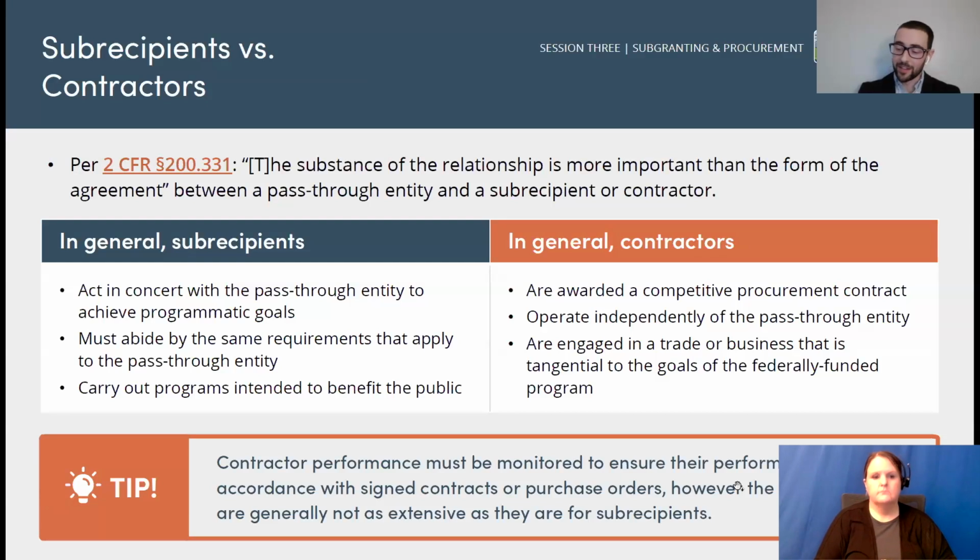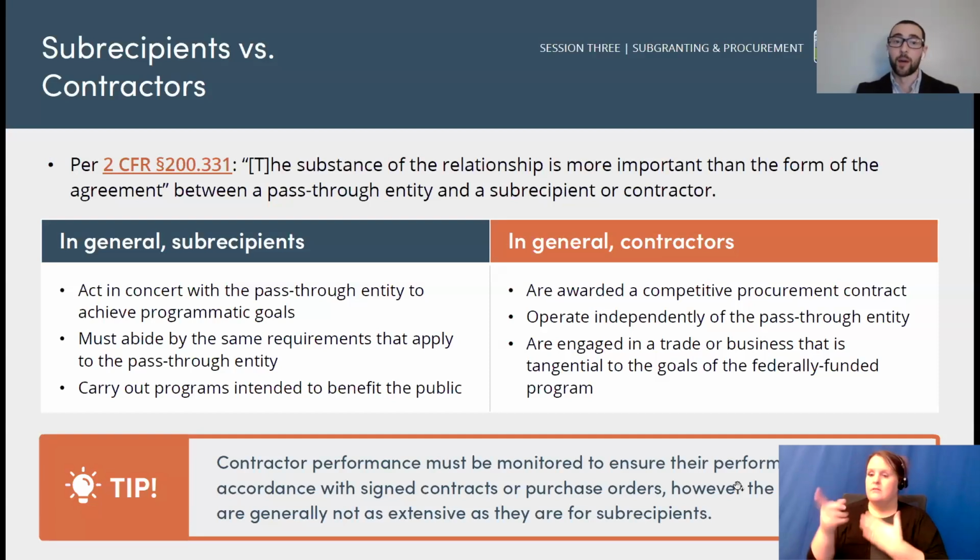So we get this question a lot. What's the difference between a subrecipient and a contractor? The Code of Federal Regulations states that the substance of the relationship is more important than the form of the agreement between a pass-through entity and a subrecipient or a contractor. In general, subrecipients operate alongside the pass-through entity to achieve the goals of the federal project.